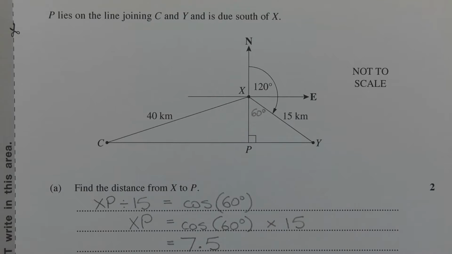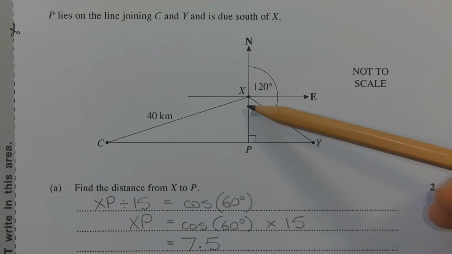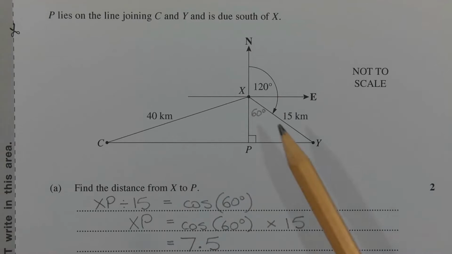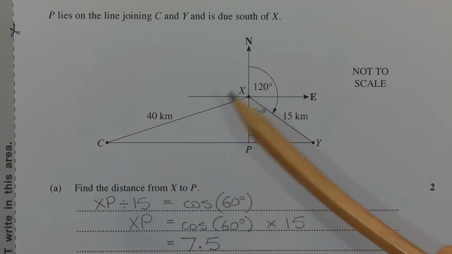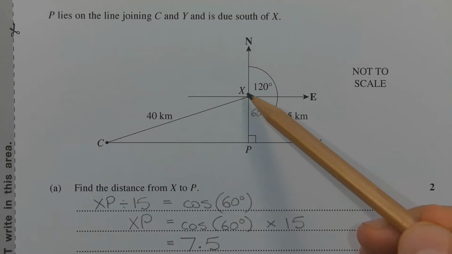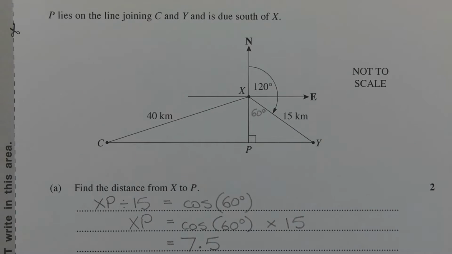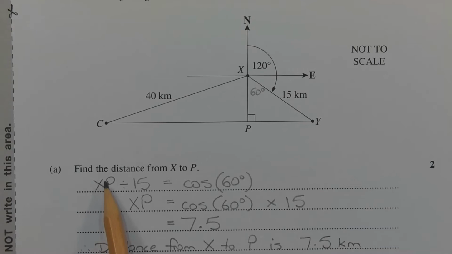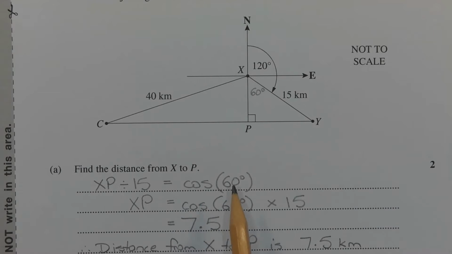So we can apply regular right-angled trigonometry, or SOHCAHTOA, to work out the length of this side here, which represents distance XP. So this is our angle. This is the adjacent side. This is the hypotenuse. So using SOHCAHTOA, we need to apply the cosine trigonometric ratio. So adjacent over hypotenuse is equal to cos theta. So XP divided by 15 is equal to cos 60 degrees.